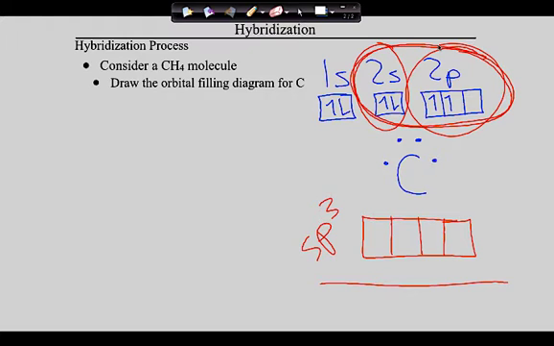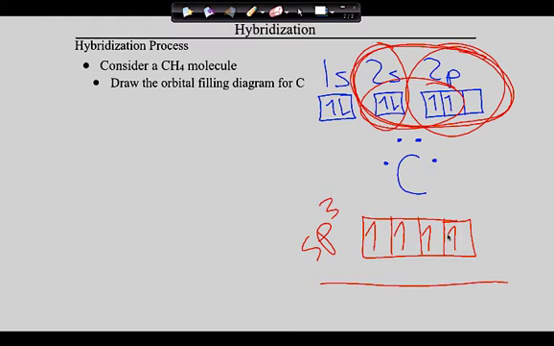Then here's what happens. These 4 electrons spread evenly throughout those sp3 hybrid orbitals. Now, how many bonding sites do we have? And that's how CH4 comes together.